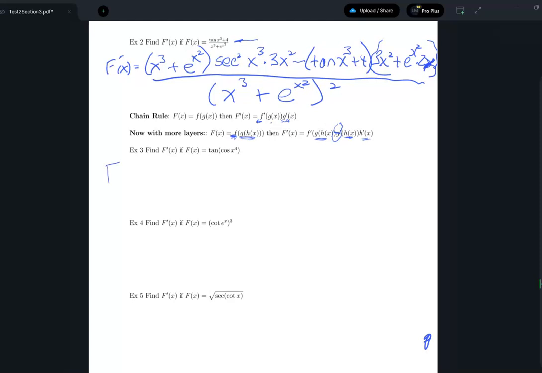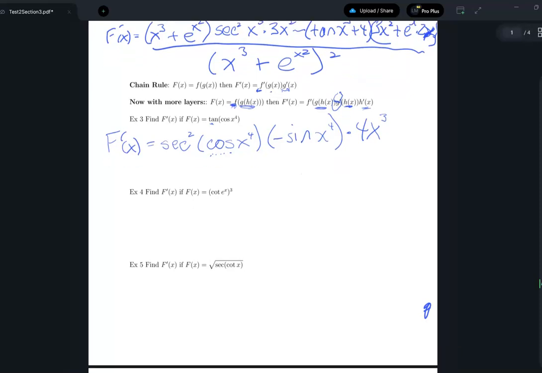Here we go. So one derivative here. Derivative of the tangent first. That's secant squared. Carry the inside along. Then we're going to take the derivative of the cosine, which is negative sine. Carry the angle along. And then take the derivative of x to the 4th, which is 4x cubed.